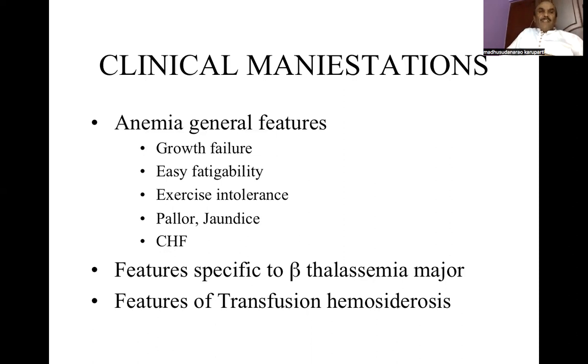So the patient with beta thalassemia major may present during childhood with features of anemia amounting to congestive heart failure. And in course of time, there could be features of bony deformities secondary to the erythroid hyperplasia, which is specific for beta thalassemia major. Or in later part of life, they may present with features of transfusion hemochromatosis.